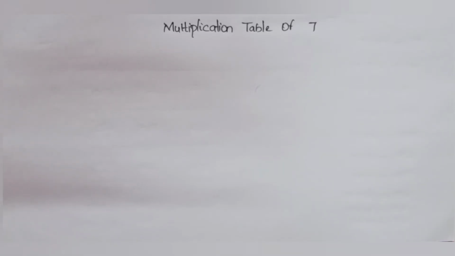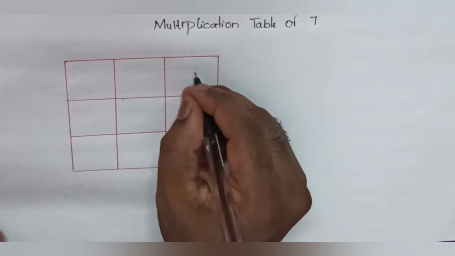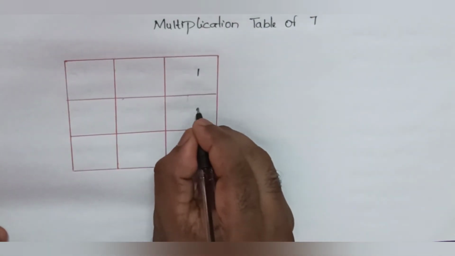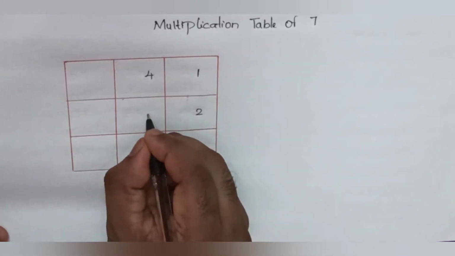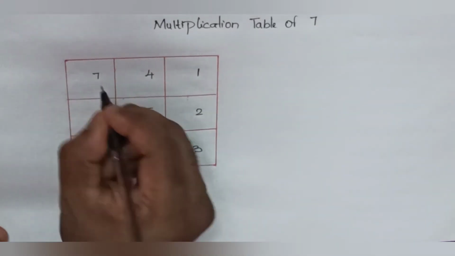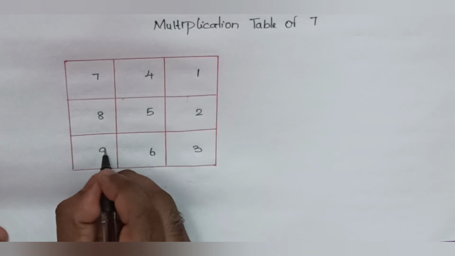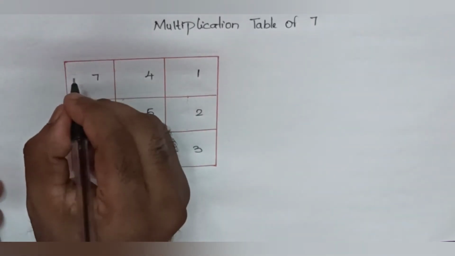Multiplication table of 7. So here I am going to explain how to do table 7 in the easiest way. So first of all, you have to draw a table in terms of 3 cross 3. It means 3 rows, 3 columns. So you have to start a sequence from 1 2 3 4 5 6 7 8 9. Okay. The next step, you have to add a pattern.